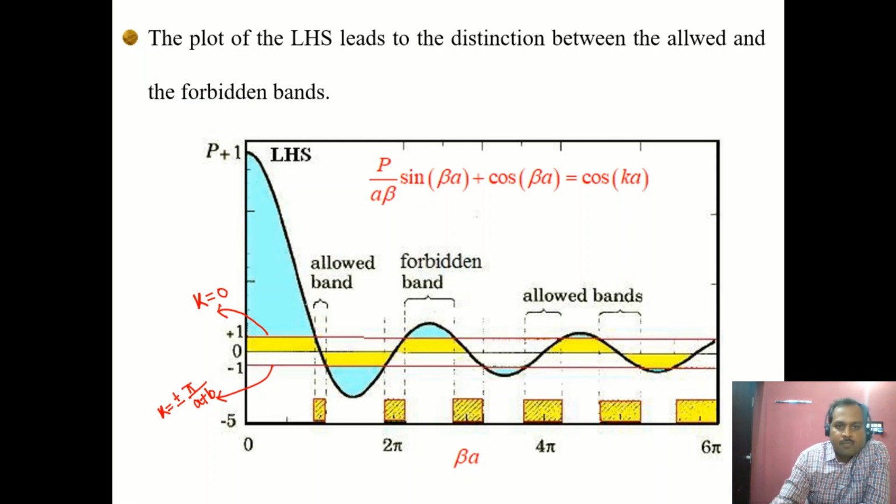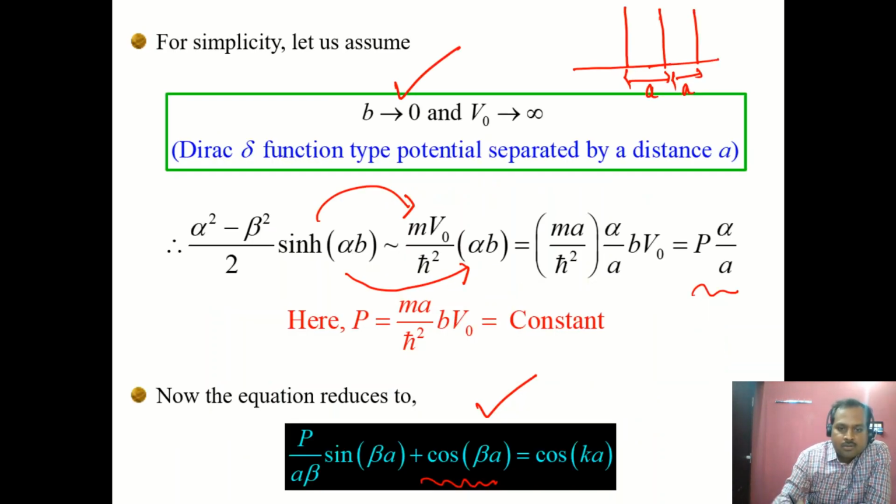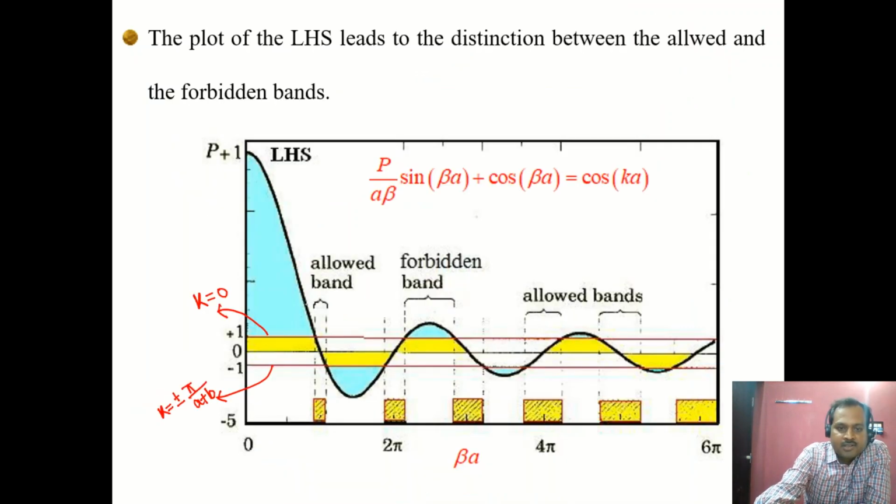Now let us see, if we plot the left hand side with respect to beta a, this is how the function will look like. The variable here is beta a. With respect to beta a, this function is being plotted, and this is the form of the plot. So beta a can take the values 0, 2 pi, 4 pi, 6 pi, these are the values for beta a.